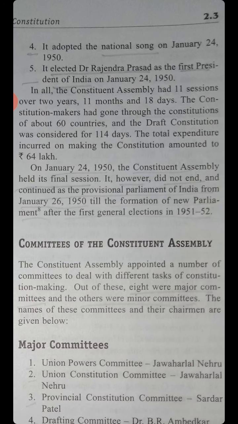In all, the Constituent Assembly had 11 sessions over 2 years, 11 months and 18 days. The constitution makers had gone through the constitutions of about 60 countries, and the draft constitution was considered for 114 days. The total expenditure incurred on making the constitution amounted to Rs 64 lakh at that time. On January 24, 1950, the Constituent Assembly held its final session. It, however, did not end and continued as the Provisional Parliament of India from January 26, 1950 till the formation of the new parliament after the first general elections in 1951-52.